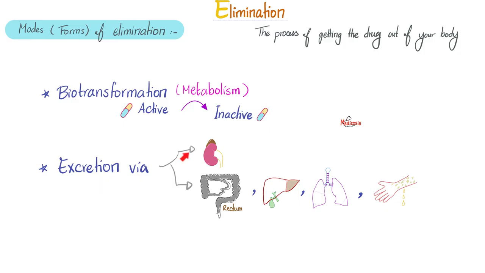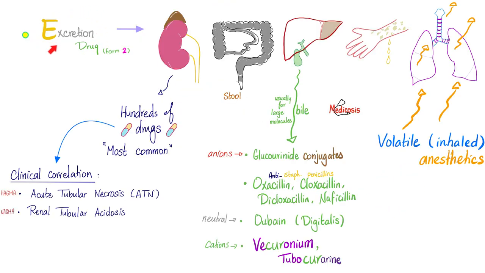How do you excrete? Mostly kidney. But it's not just urine. It could be stool. It could be bile excretion. It could be exhalation, especially for vapors and for inhaled anesthetics, or sometimes sweating. So what's the most common route of elimination? Urine, the kidney. Other routes include the lungs, such as volatile particles, inhaled anesthetics. How about stool? Some drugs are excreted by stool. How about bile? Some drugs are excreted via bile, especially if you are a large molecule.